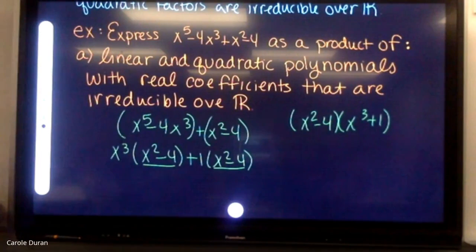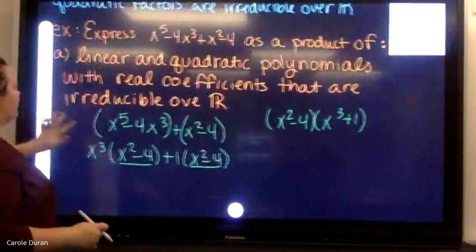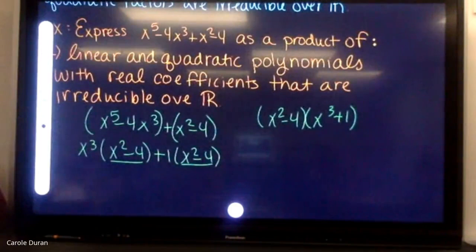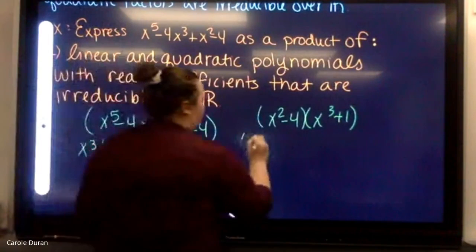Can I factor either of those nicely? Yes. Which one will be the easiest? The x squared minus 4, this is a difference of squares, which means it's going to factor into the same number twice, but one's going to be positive and one's going to be negative. What numbers is it going to factor into? x plus 2 and x minus 2.